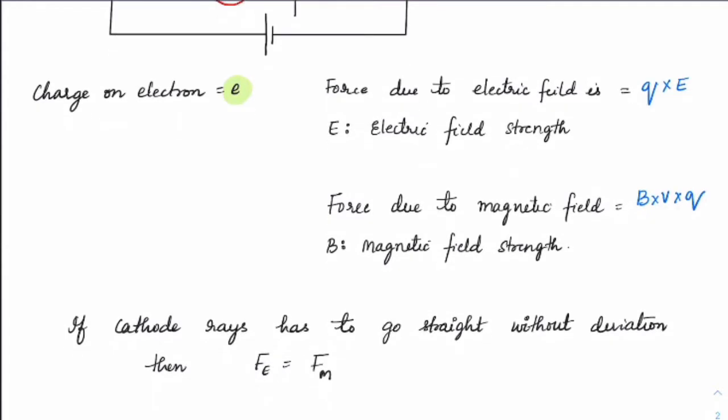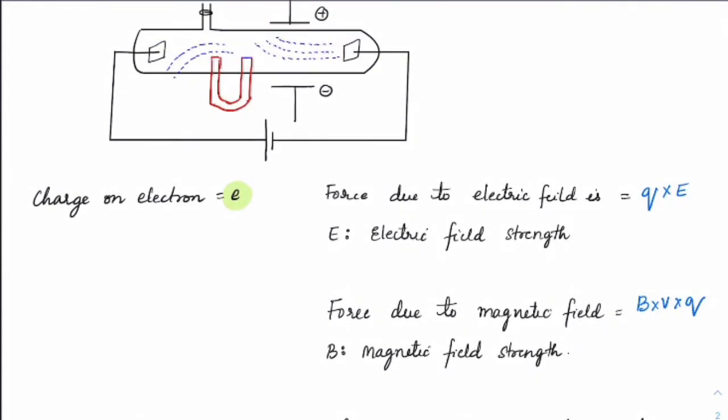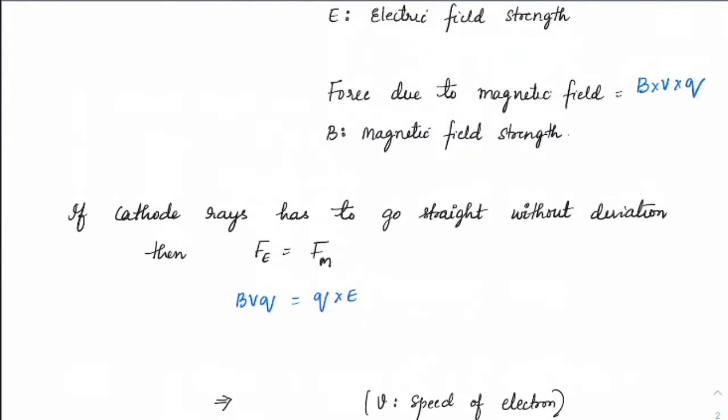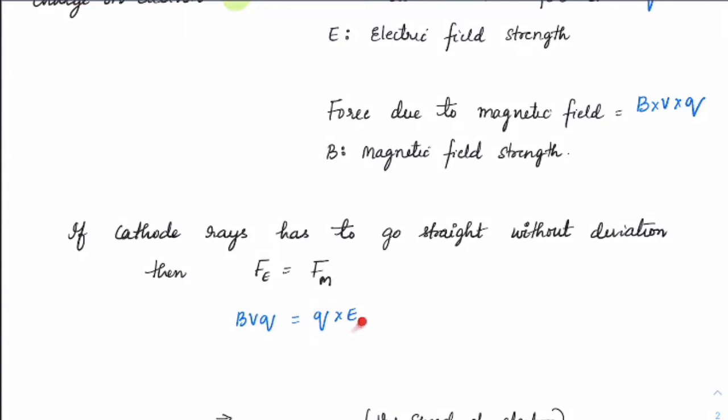So, if cathode rays are going straight without any deflection like this, which means this force and this force are balanced. So, if I can balance these two forces, what I would get is BVq equal to qE, where qE I'll write as the electrical field force and this is the magnetic field force. So the force due to the magnetic field and the force due to the electrical field are both balanced.